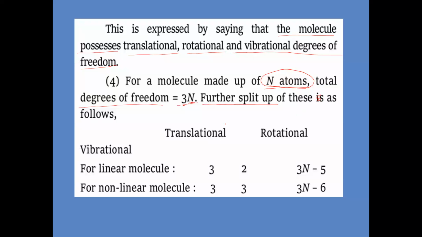These 3n degrees of freedom will be divided into three types here: vibrational degree of freedom, translational degree of freedom, and rotational degree of freedom. Now, for a linear molecule, that is, a molecule having linear shape, the number of vibrational degrees of freedom will be 3, remember.